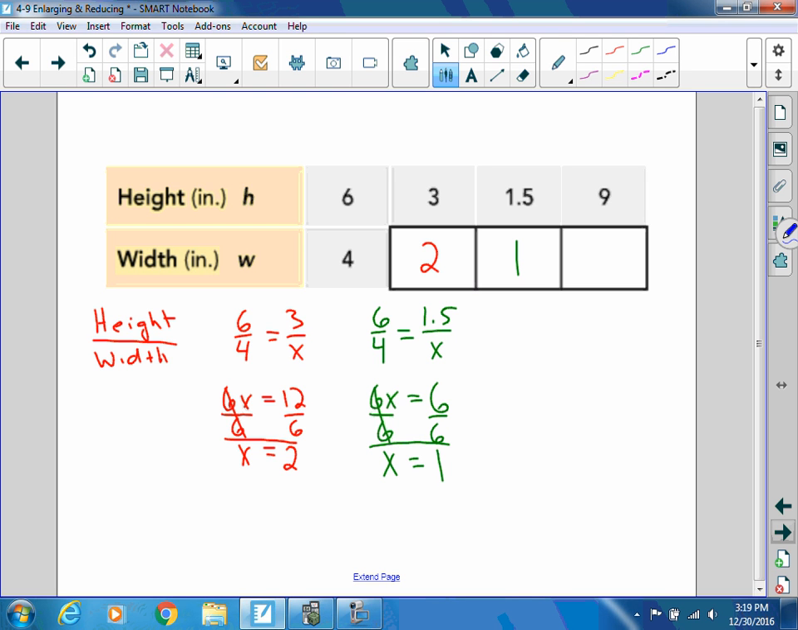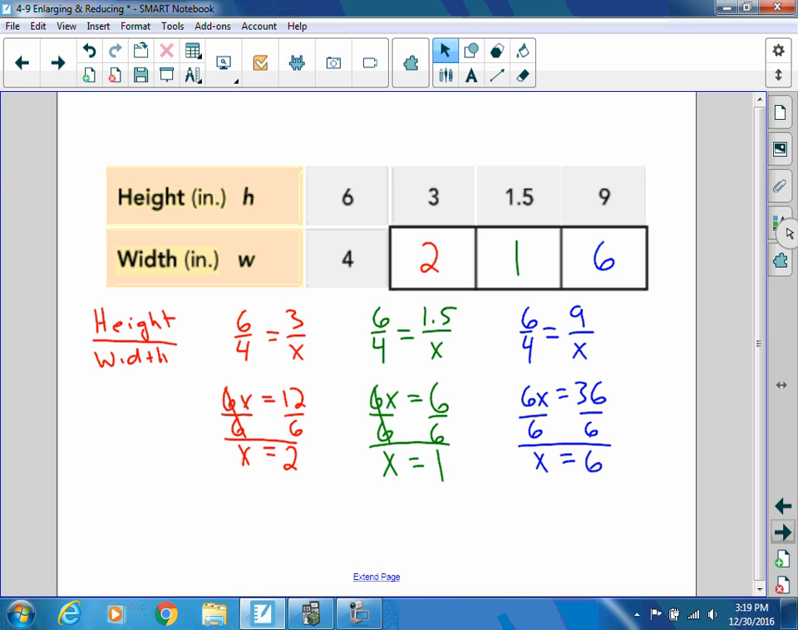Okay, and then the last one, again, I'm going to use 6 over 4. That's the one I know is true. And I know the height of this one is 9. And I'm looking for the width again. Again, 6 times x is 6x. 4 times 9 is 36. So I need to divide both sides by 6 here. And I get x equals 6. So now I know that the width of the one with the height of 9 has to be 6.